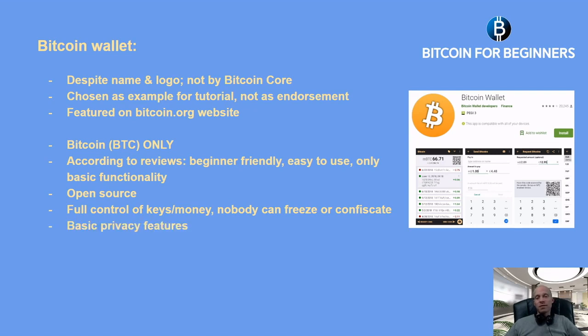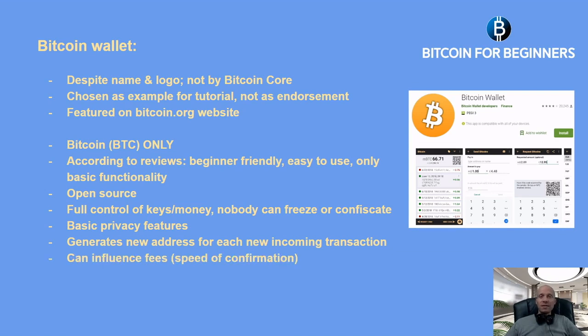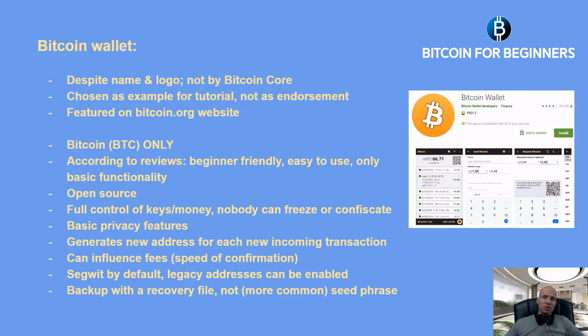The wallet has basic privacy features. For example, it generates a new address for each new incoming transaction. You can influence fees and it has 3 fee levels, which will influence the speed of confirmation. The wallet has Segwit by default, however, if you need, legacy addresses can be generated. A common backup for wallets is using a seed phrase. However, with this Bitcoin wallet, backup is done with a recovery file.